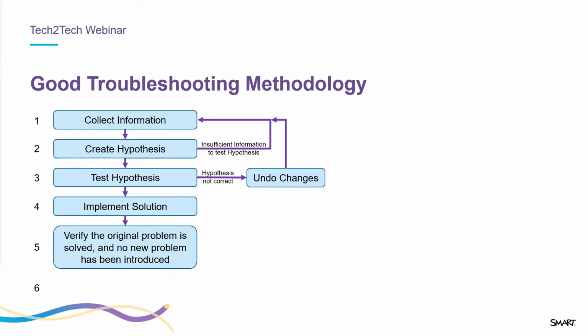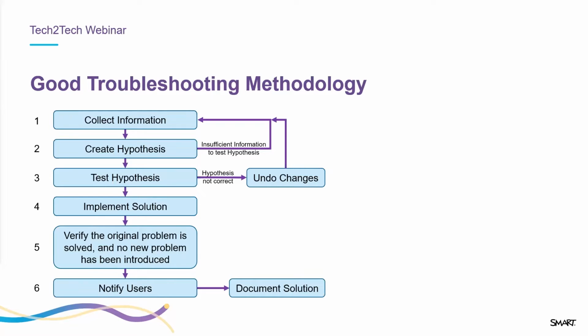Verifying the problem is solved is not the final step, though. Notifying users and documenting the solution is just as important. As techs, if we're not letting our users know that the problem is solved, then they might just continue to suffer with it without realizing that, hey, we've solved it. The way that SMART does this commonly is through software updates and the release notes documents which accompany software updates.